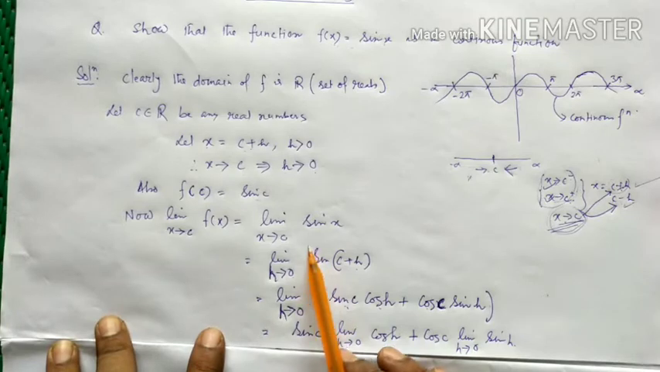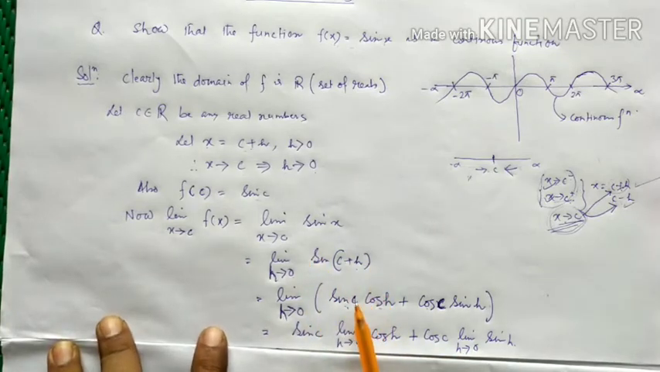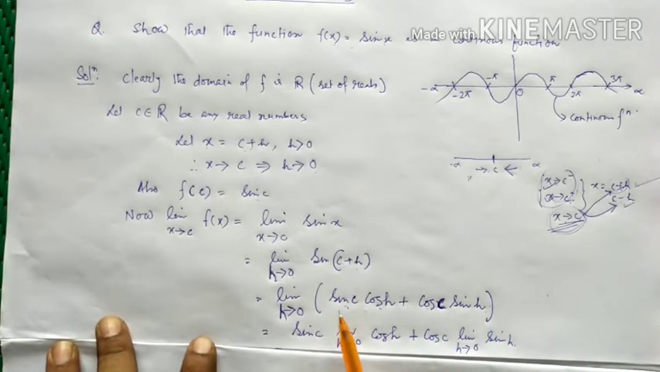Now this can be expanded by the formula sin(a plus b) equals sin a cos b plus cos a sin b. Okay, you understand, I think. Now sin c is a constant quantity, and a constant quantity can come out of the limit, and the limit can also be separated. Sin c into limit h tends to 0 of cos h. Similarly cos c can come out, limit h tends to 0 of sin h.